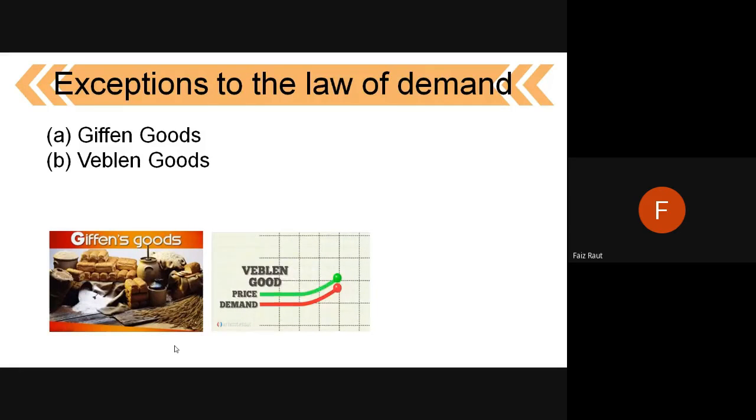Okay, Veblen goods: if price increases, the demand will also increase. If price decreases, maybe demand will also decrease, because Veblen goods are a kind of status symbol or prestige. For example, rare paintings, gold, or precious stones. The higher the price of the product, the more the demand for that product.